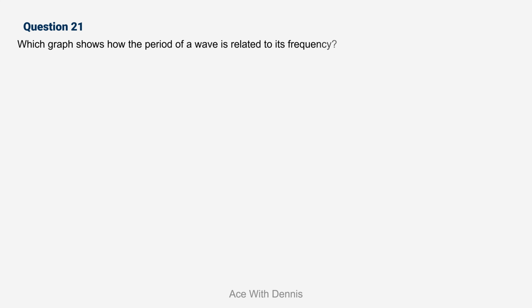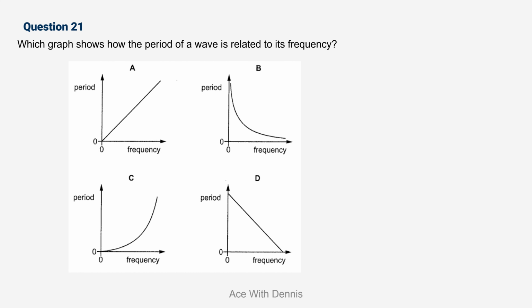Question 21. Which graph shows how the period of a wave is related to its frequency? So here are the graphs. To answer this question, we need to relate it to this formula, f equals 1 over T. As you can see from this formula, the frequency f is inversely proportional to the period T. Hence, among these four options, option B shows that the relationship between the frequency and the period is inversely proportional. Hence, the answer is B.